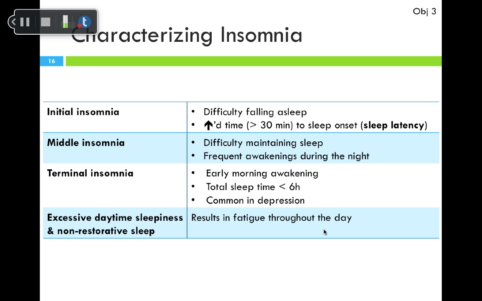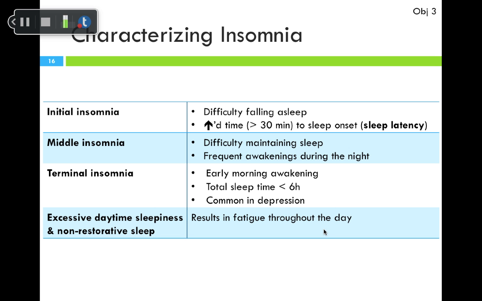Middle insomnia is difficulty maintaining sleep as well as frequent awakenings during the night. So they may wake up too many times and they may or may not have difficulty falling back asleep. Terminal insomnia is an early morning awakening. Somebody should be reporting a total sleep time of less than 6 hours. So this is somebody who goes to bed at 10 o'clock at night, wakes up at 3 o'clock in the morning, and cannot fall back asleep. Incidentally, this happens to be quite common in depression, although the cause of that isn't exactly well known.